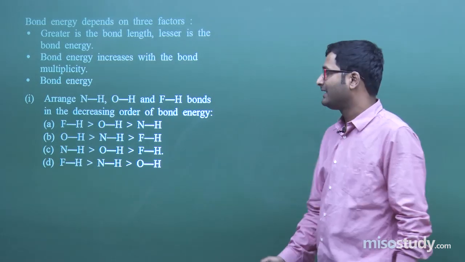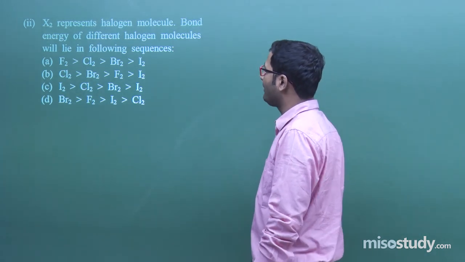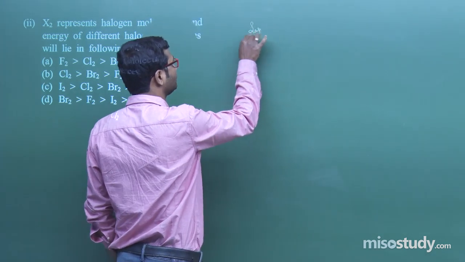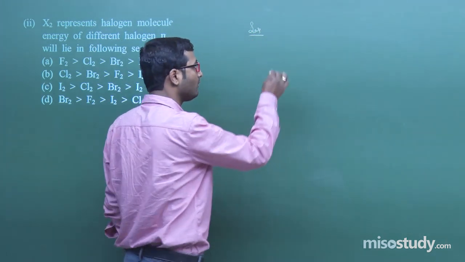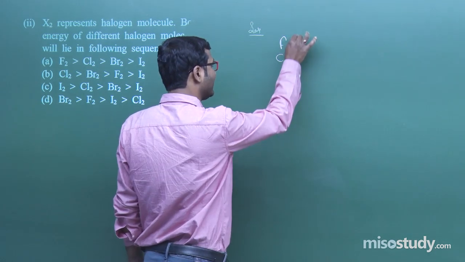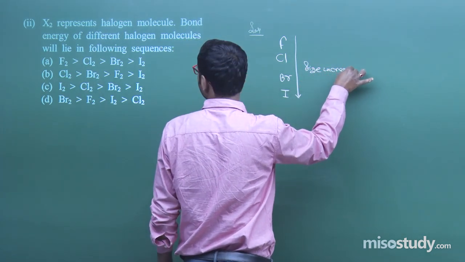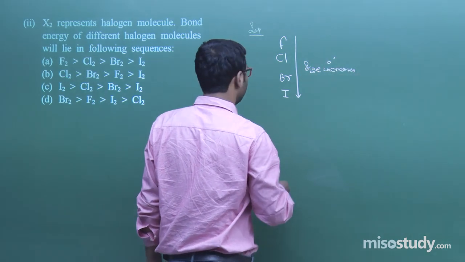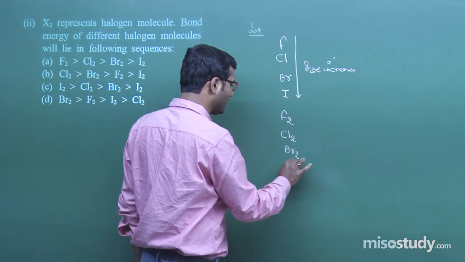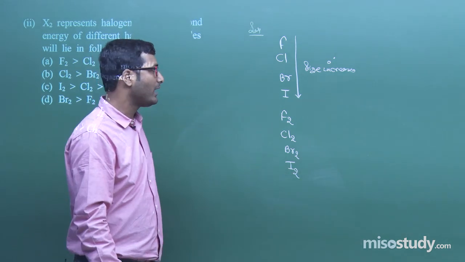Now let's move to the next part of this question. X2 represents halogen molecules. Bond energy of different halogen molecules will lie in the following order. This is a good question. When we move from fluorine, then chlorine, bromine and iodine, down the group, we know size increases. Clear to you? Yes, size increases. So if I compare F2, Cl2, Br2 and I2, what do we observe?